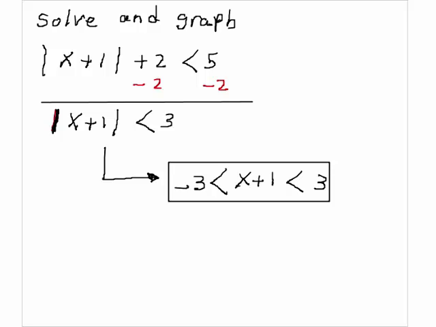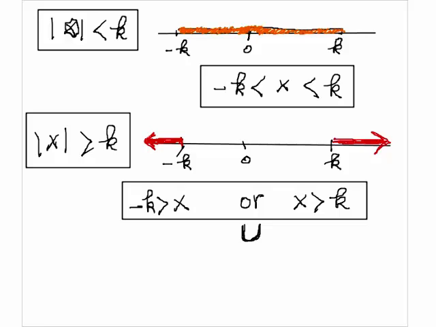Sure. You break it separately if this were absolute value of x plus 1 greater than 3. Let's go back to the basic again. If they were greater than 3, like in this example here, then you break it into two different pieces. But when it's less than 3 or less than any number, then you put it in between these two. Again, this comes from the basic definition of absolute value.